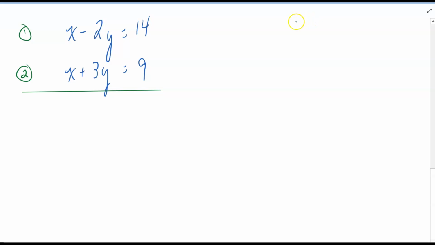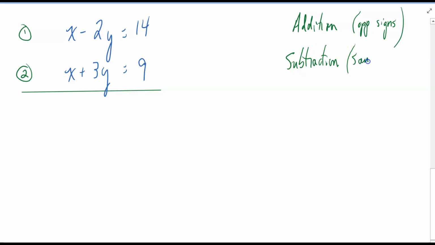Remember, we are looking for matching coefficients, either the same sign or different signs. And so we did addition if they were opposite signs, and we do subtraction if they're the same sign. That's how we produce the 0 and eliminate, okay? So pause the video and give this one a try.